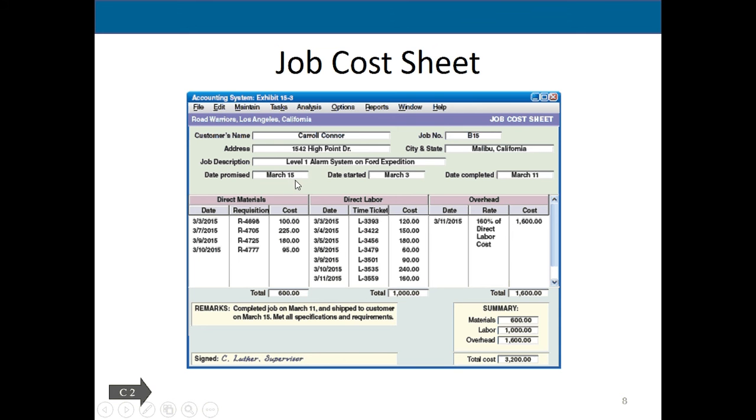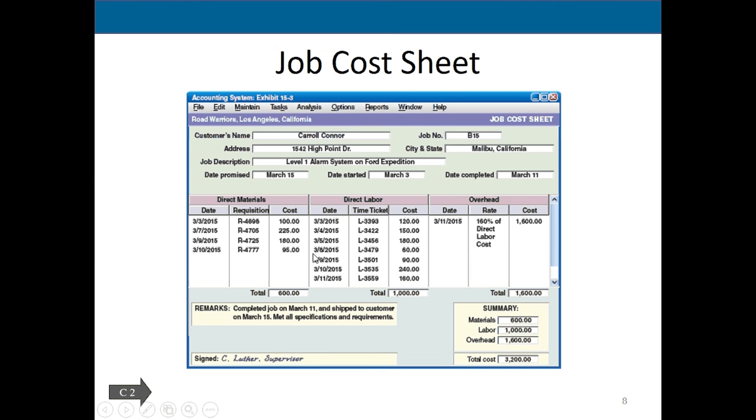Okay, we promised it to be done by March 15th. We started it on March 3rd. Actually got completed on March 11th. And what's happening? Well, we have three primary columns down here for direct material, direct labor, and overhead, and we're tracking all of our costs.